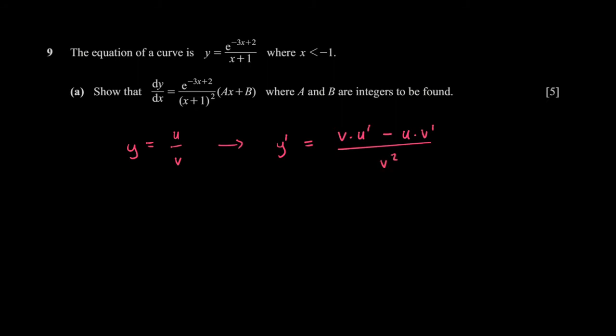And the most common error is to get the order of these wrong, to write u dv minus v du.